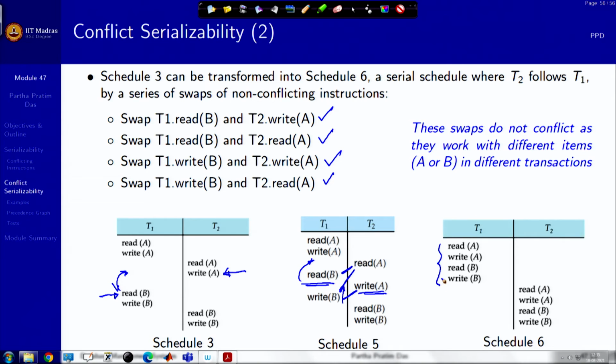After these swaps, this is what I get. In every case, I swapped non-conflicting instructions only. Now, what is this? Here all instructions of one transaction are first, T1, and then T2. So, this is a serial schedule. Which tells me that schedule 3 shown here is a conflict serializable schedule. That is, by swapping non-conflicting instructions, I am able to convert schedule 3 to a serial schedule, schedule 6. So, that is the conflict serializability.